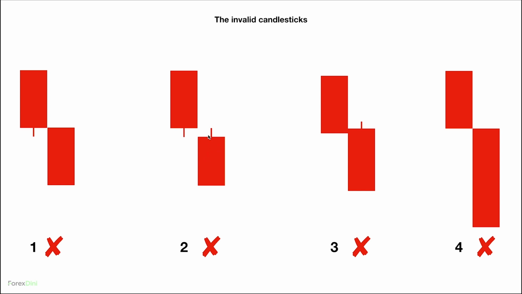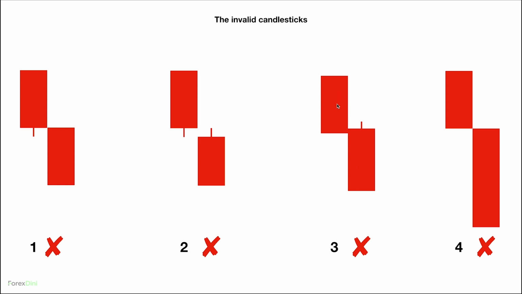So in this example, the wick of the second candlestick is touching or is side by side with the wick of the first large candlestick. So that's why it's invalid. If this candlestick opened below and it was right below the wick of the first large candlestick, then yes, it would be valid, but it's not the case.